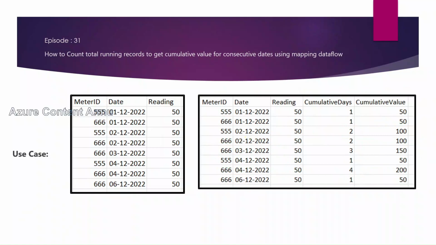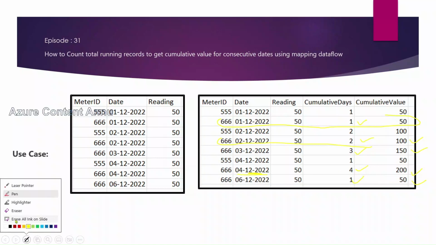Okay. Similarly, for 666, you can see the first cumulative value is 50. Now the next record is this one, which is the running record, so it has a value of 100. The third record is this one. It is also running, so it's 150. The fourth record is also running, so it is 200, but the fifth record is reset, so it is 50 again, because there is a missing date here. So this is what our requirement is.